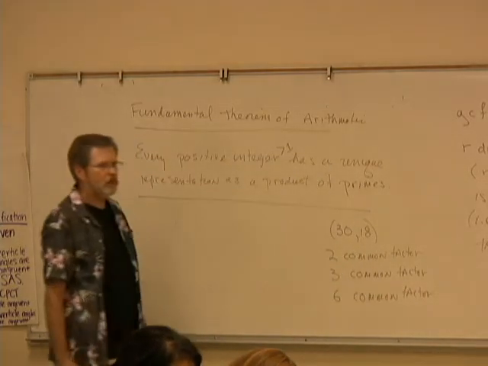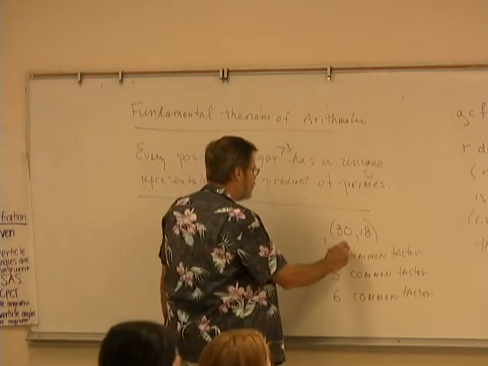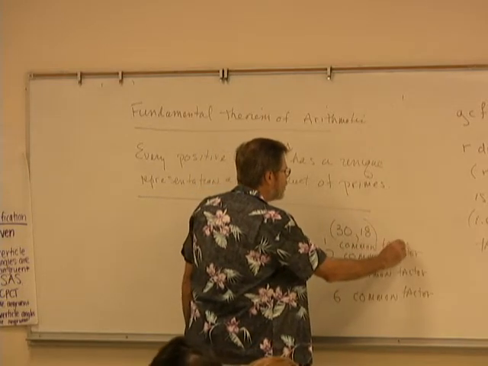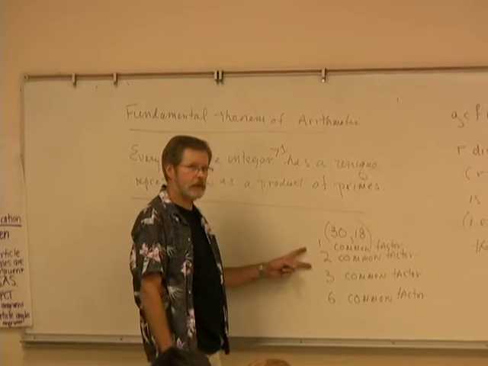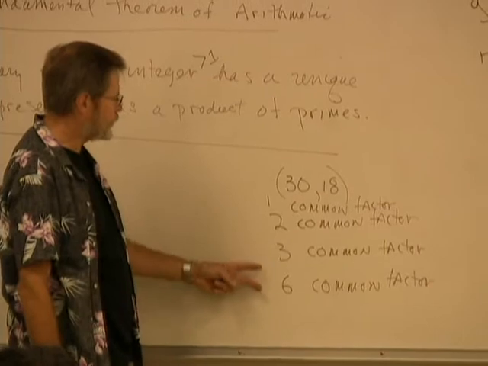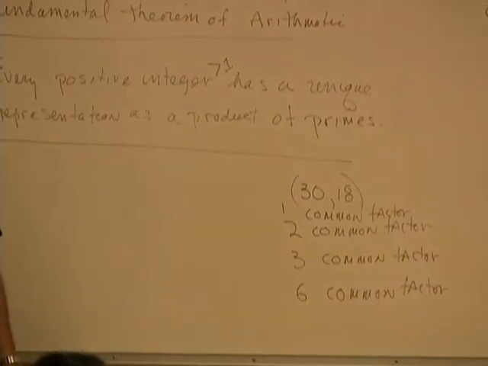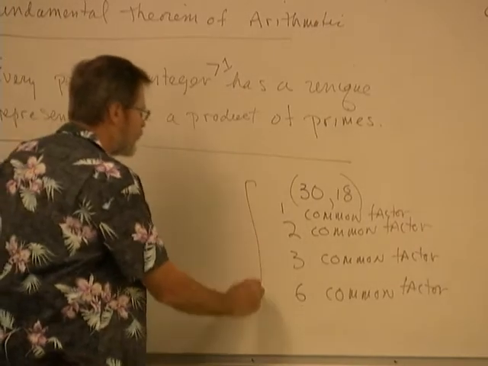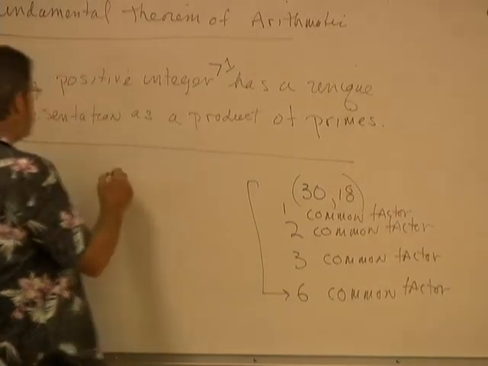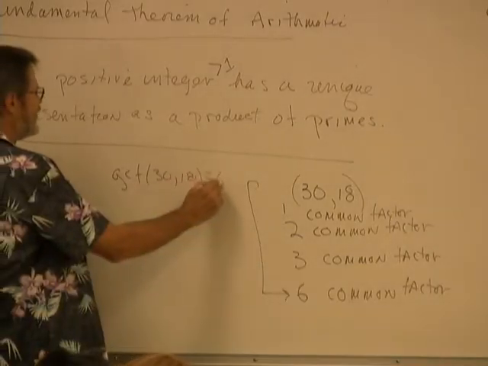Are there any other common factors? Well, 1 is always a potential common factor. I should have listed it first. 1 is a common factor of both, of course. That's essentially always true. 2 is a common factor in this case. 3 is a common factor also. So is 6. Any others? No. Since there are no others, 6 is the greatest common factor. So the greatest common factor of 30 and 18 is 6.